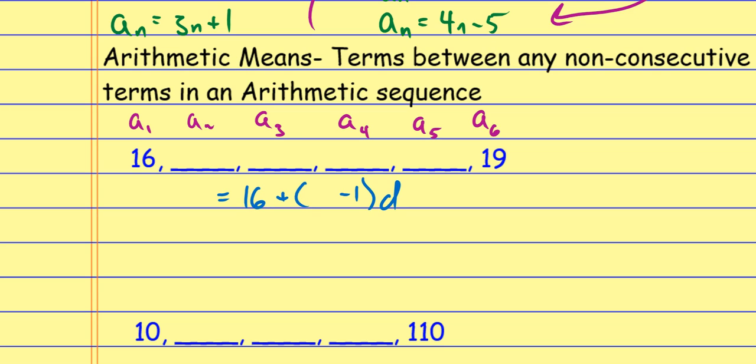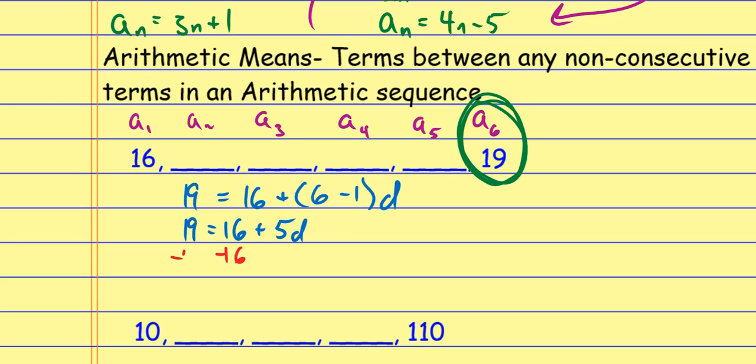And when you think about this, these are my two variables, a sub n and n. Well, I have a value for each of those. I could use the value of 19, which means I'm using an n value of 6 in my equation this time, okay? And so from there, this is just a matter of solving a simple linear equation. I simplify just a little bit. That gives me a 5d. And now I subtract that 16 from each side. And I divide by the 5.